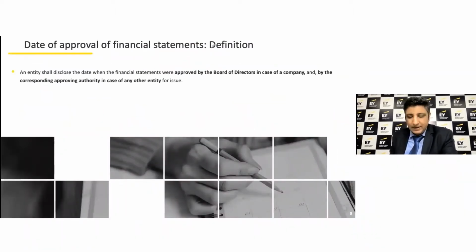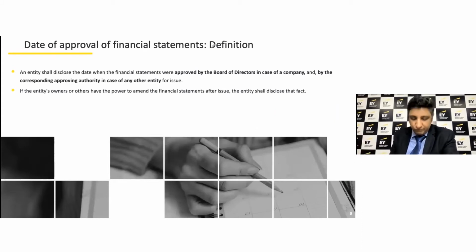Date of approval now, that's the second important point if you want to understand. You need to know that in case it's a company, then the date of approval of the financial statement by the board of directors. And in case there is another entity, then you look at the corresponding approving authority as your date of approval of the financial statements. This is the formal definition.